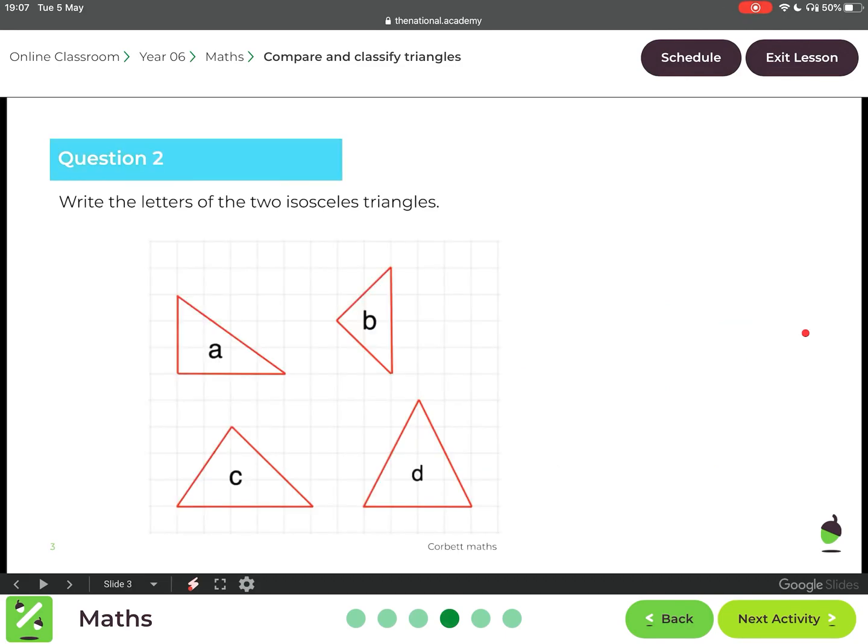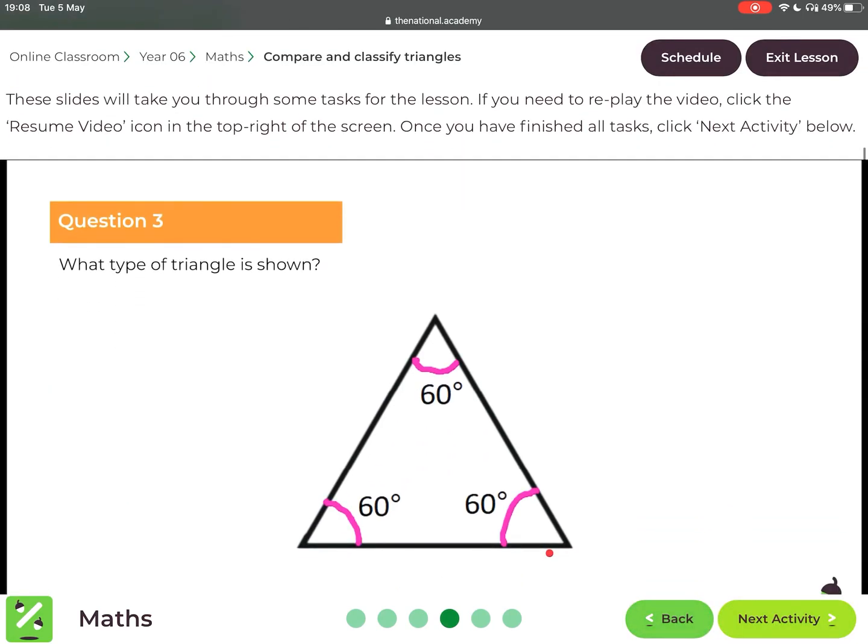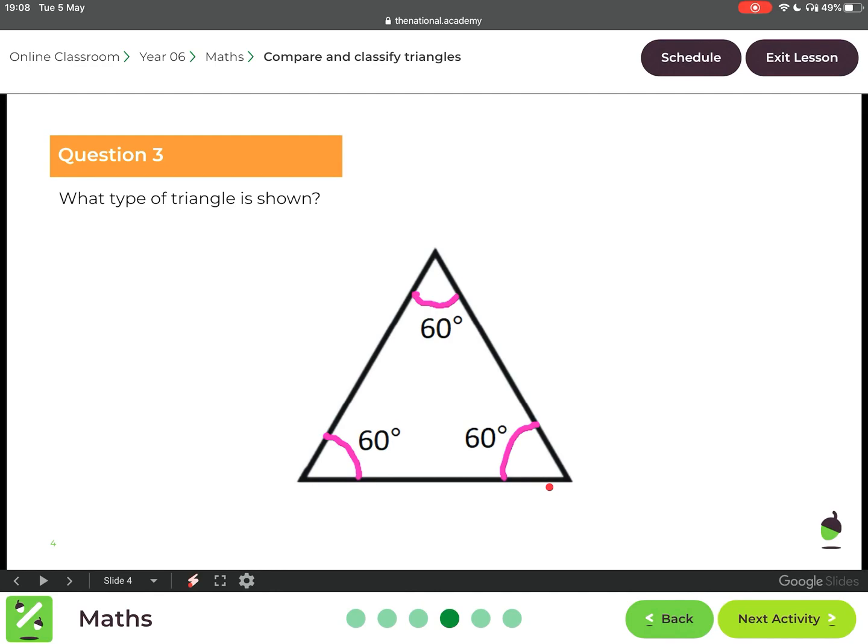Question 2. Write the letters of the two isosceles triangles. That would be B and D. Next question, question 3. What type of triangle is shown? That would be an equilateral triangle.